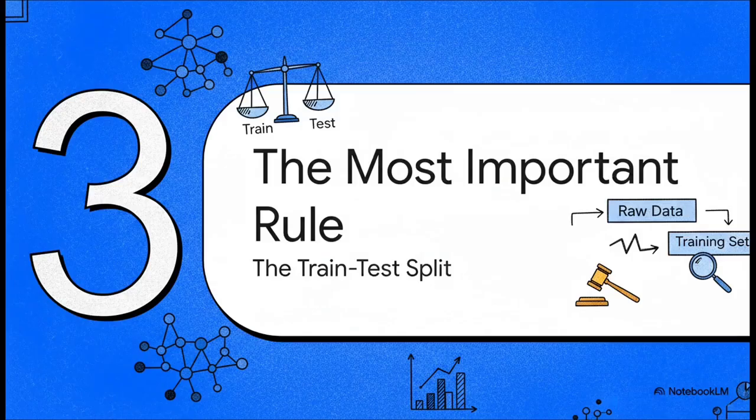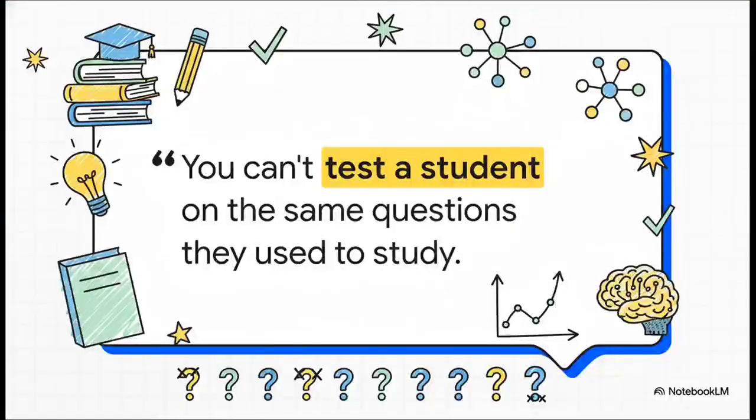All right, now for what is probably the single most important rule in all of machine learning, especially when you're starting out. It's called the train-test split, and it's really all about making sure we're being fair and honest when we check our work. This one quote just says it all, doesn't it?